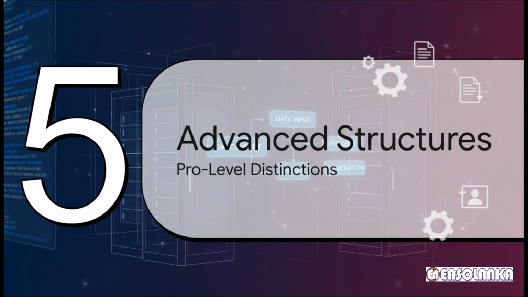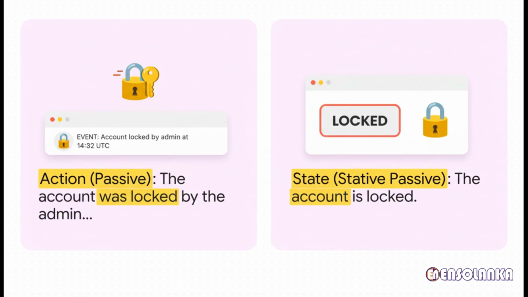Okay, let's dive into our final section. These next few structures are the kind of details that really separate good English users from great ones, especially when you're writing in a technical field. Now, this is a really subtle point, but it's super important. The account was locked describes the action of locking it, but the account is locked describes the result, the state it's in now. It's not about an action happening, it's about the current status.